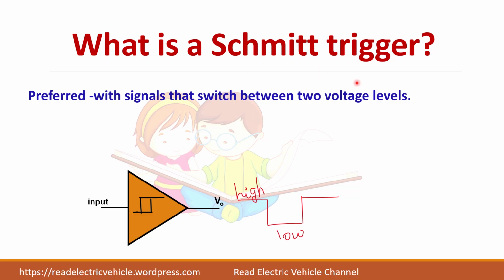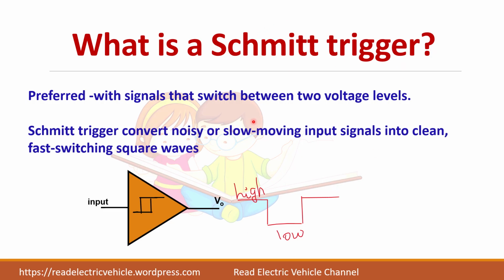So Schmitt trigger is basically preferred in circuits where the voltage always switches between two levels, high, low, high, low. If you want this type of output, you can use a Schmitt trigger. They are used to convert a noisy or slow moving input signal into clean and fast switching square waves.